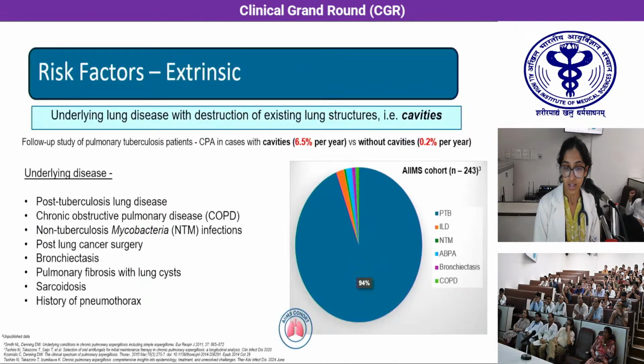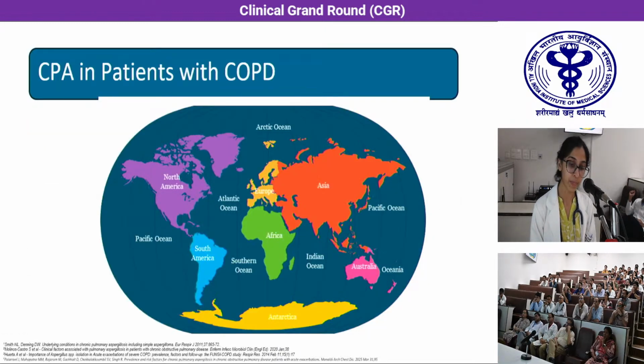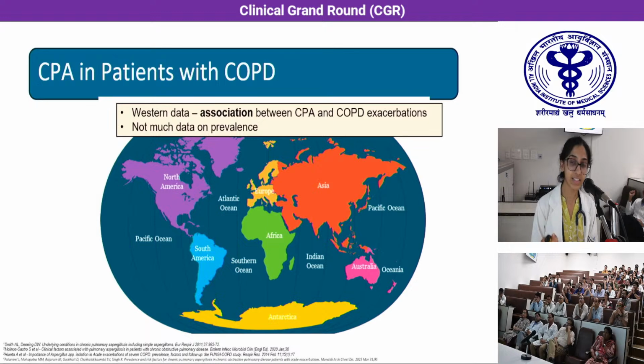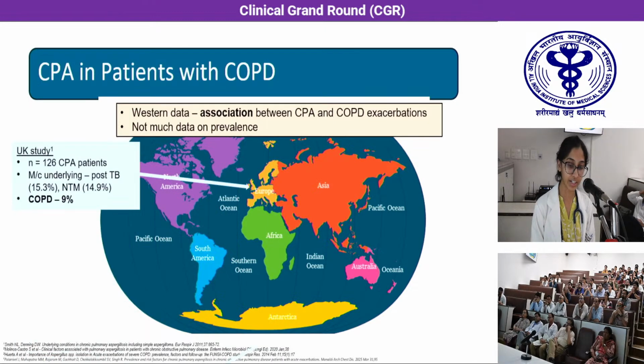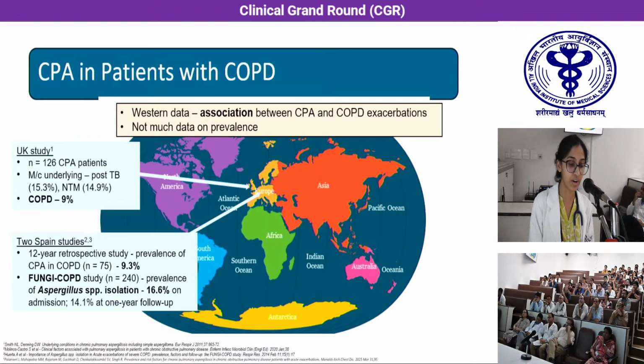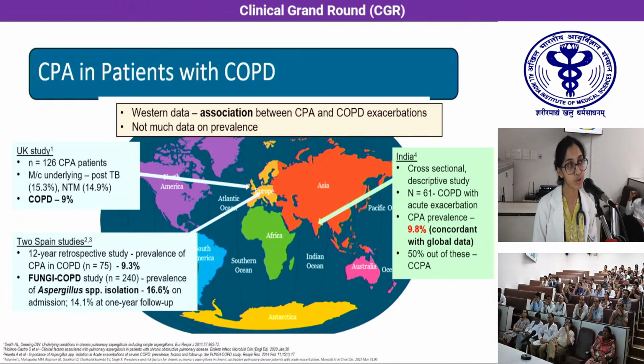So after finishing with post-TB lung disease as a risk factor, moving on to post-COPD lung disease as a risk factor for CPA. The data is quite limited. However, in various European cohort studies, it was found that the prevalence of CPA in post-COPD patients was around 9%, which was also shown to be similar in one of the Indian cohorts as well, which was around 9.8%.